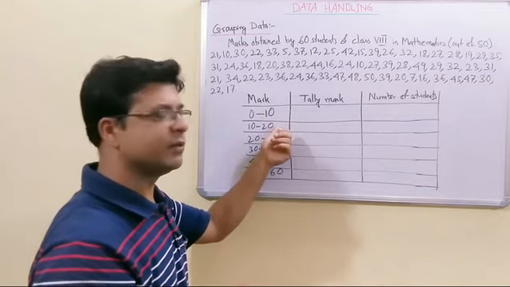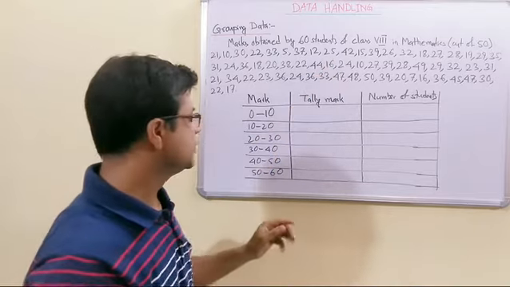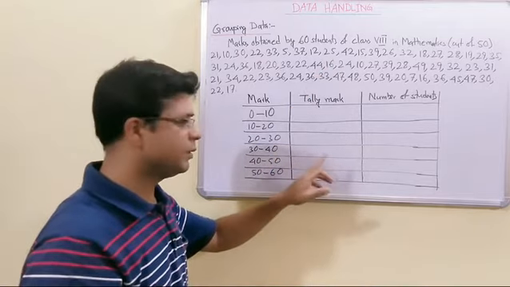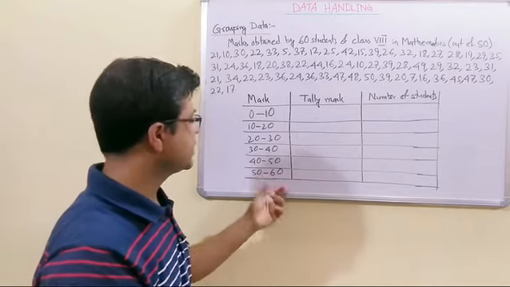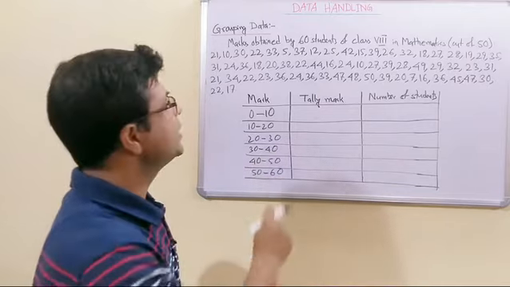Here 20 will not be included here. 20 will be included here. Suppose someone has got 50, so we cannot include that 50 here. What will we do for that? We made another class. Alright, this is 50 to 60. For that reason it is made. Now let us complete it.